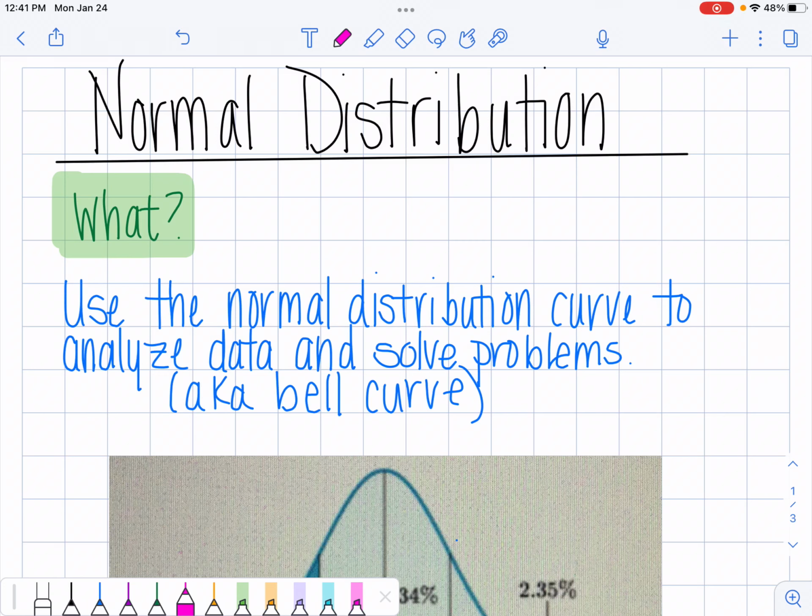In this video, we're going to talk about normal distribution. So what is it? Normal distribution is also called a bell curve, and we are going to use it to analyze data. That means we're going to look at the mean of our data, and then we use standard deviation to look at the different values for your data for each number of standard deviations away. And we're going to use that to solve problems that we are given.